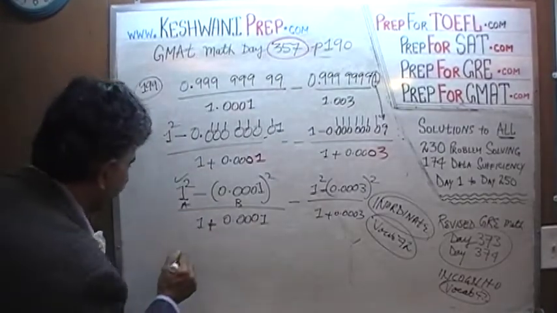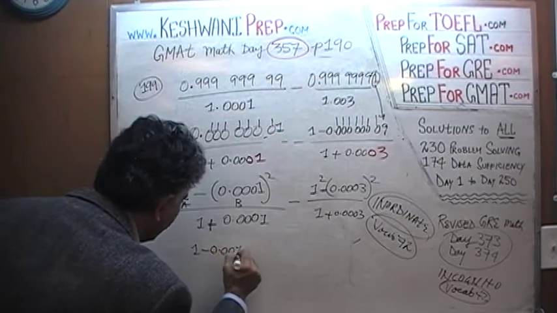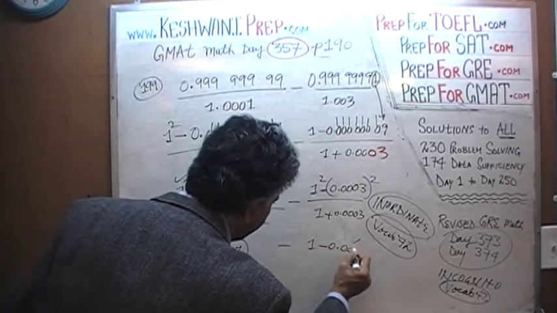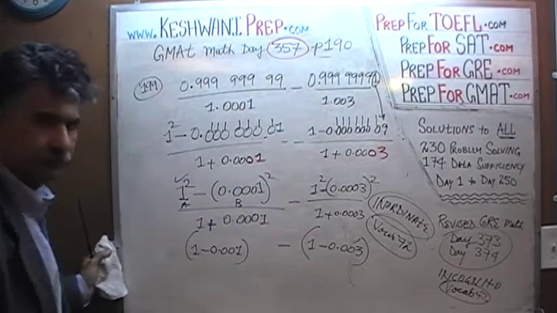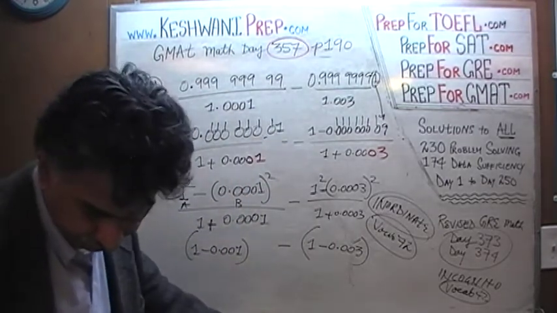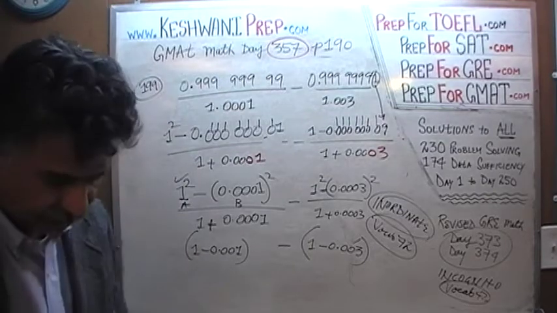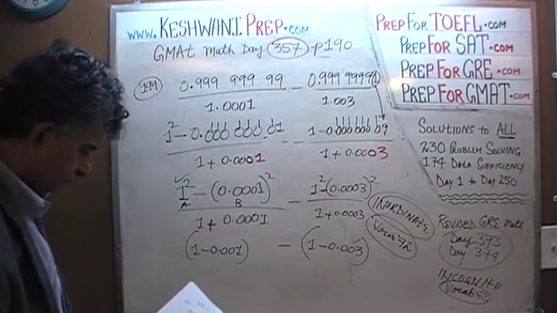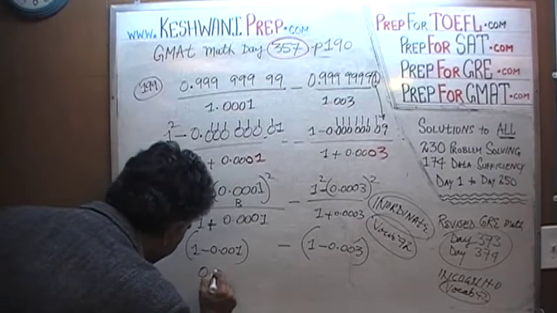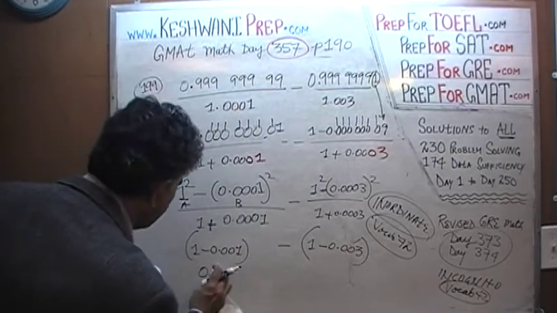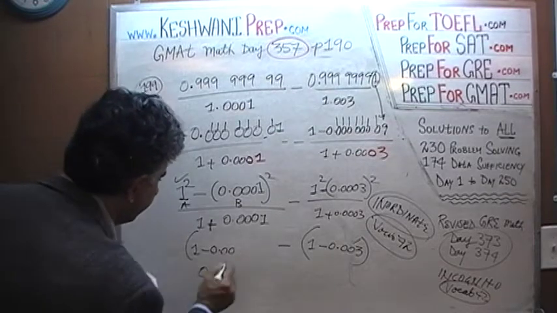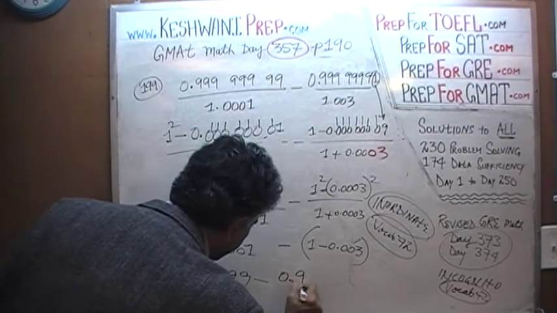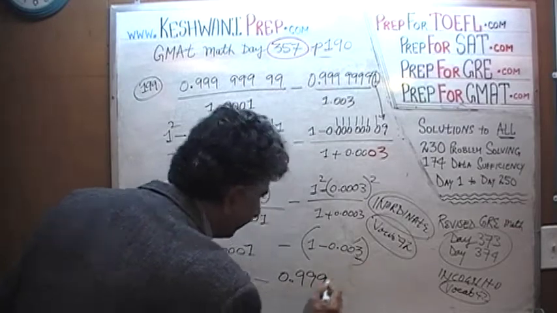What we end up with is a minus b, so it's simply 1 minus 0.001 from this part right here, and here we have minus 1 minus 0.003. That's all. 1 minus 0.001 is simply going to be 0.999. There should be one more zero here, sorry. It should be 0.9999 minus 0.9997, but now it's not going to be taking away 3, so it's going to be 7.